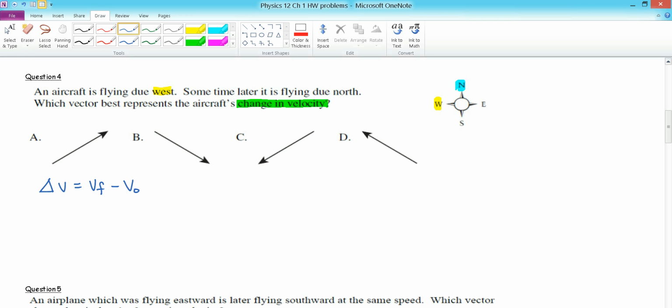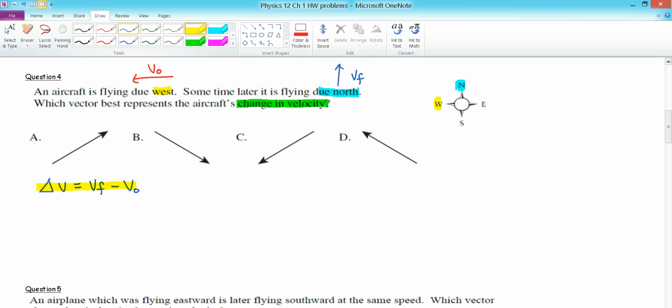All right, so if we're going due west, that is going in the left direction. And sometime later it's flying due north. So due north, that's actually going in the up direction. And so this is your initial velocity, and this would be your final velocity. All right, so I want to find a change in velocity. So change in velocity is your final minus your initial.